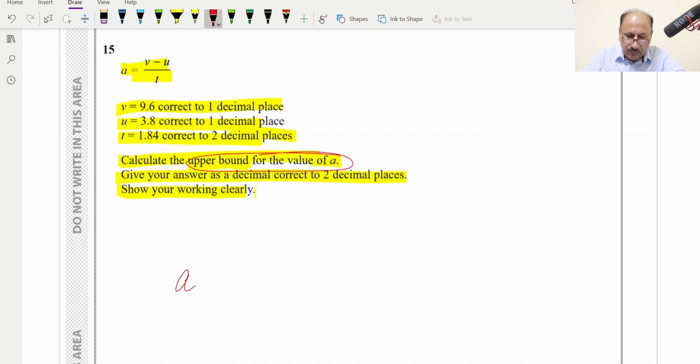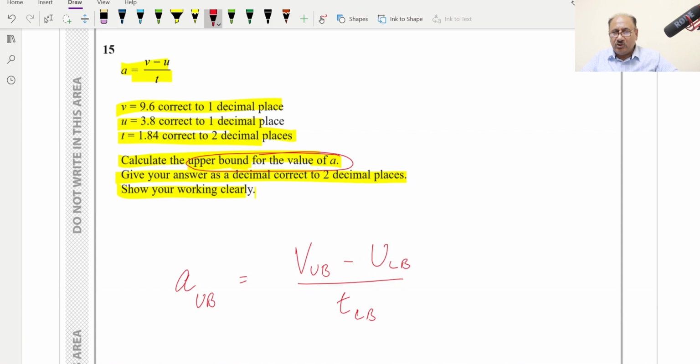Now the thing to understand is what we need: the upper bound of the value a. So to get the upper bound of a, our requirement will be what? We will require the upper bound of v, and we will subtract the lower bound of u, because the lesser value should be subtracted from this one, and we will divide by the lower bound of t, so that we get the answer maximum. This is the situation when we will be getting the answer maximum.